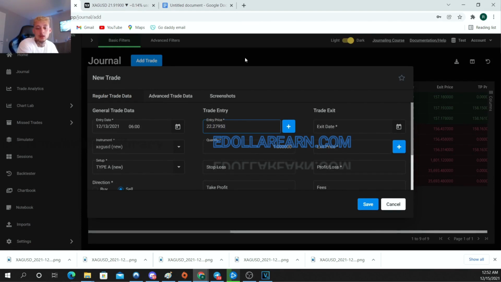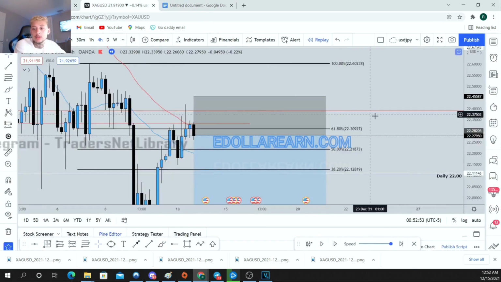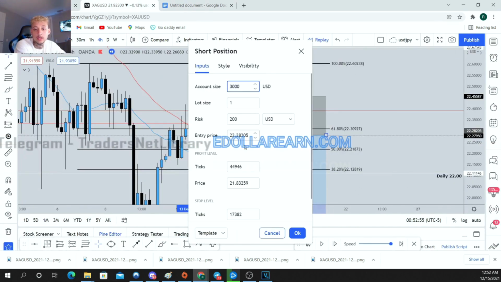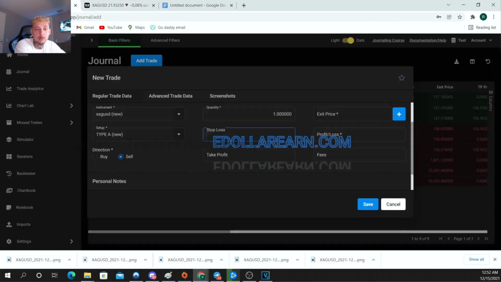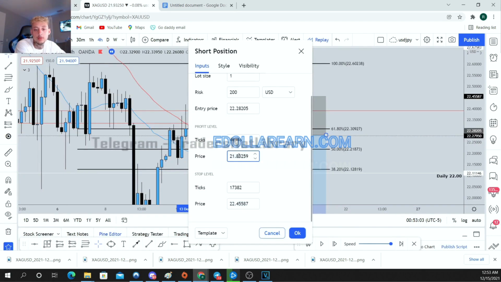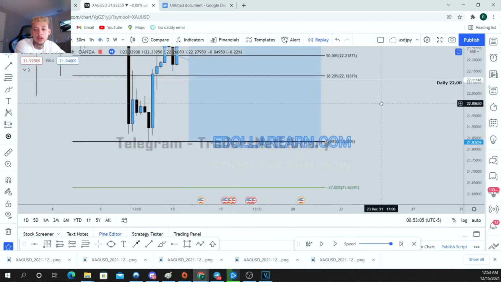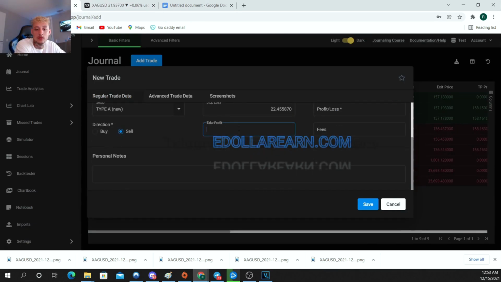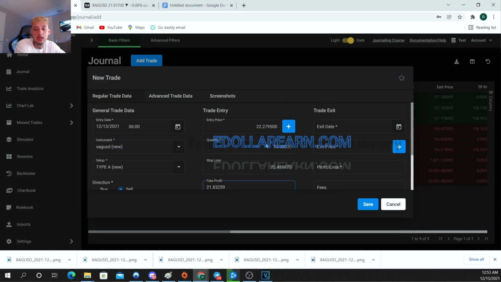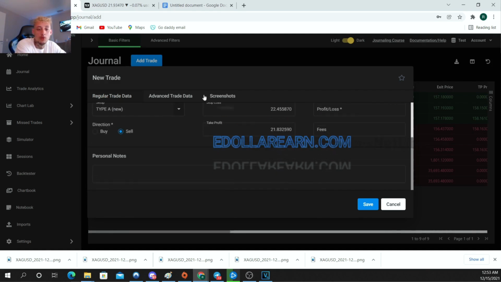22.27950. Our stop loss is going to be, we can actually double click this stop loss. This is going to be our stop loss here. We want to enter where our stop loss is. Then our take profit is going to be here, where we want to enter our original take profit, right? And then quantity is your lot size. So let's just say we're going to do a 1 lot. Now we're pretty much done here.